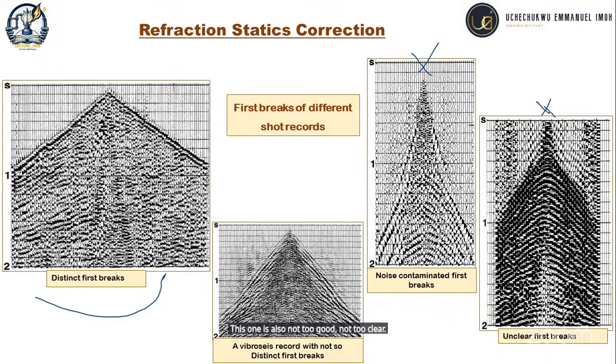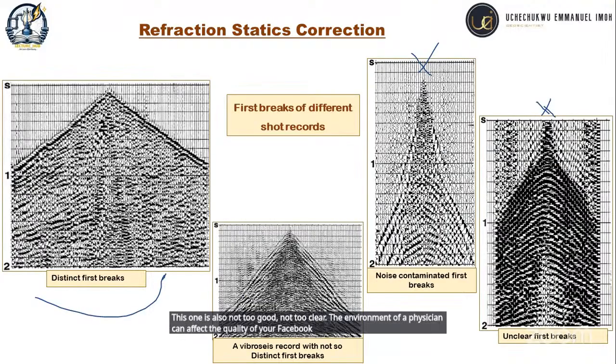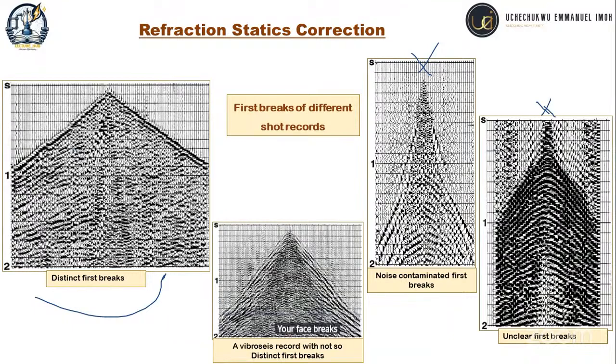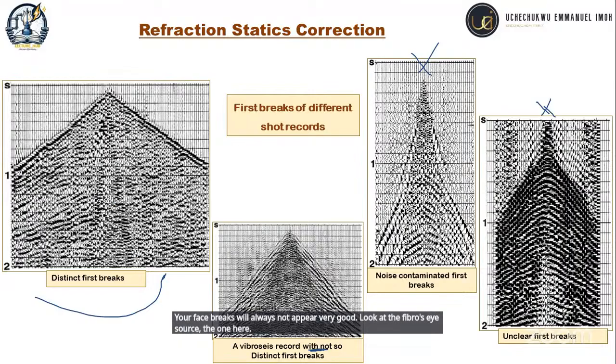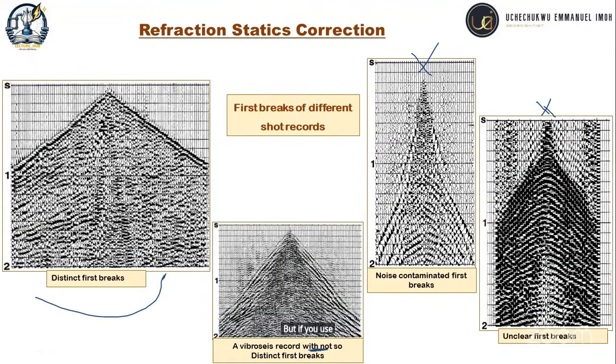The environment of acquisition can affect the quality of your phase break, and also the source. If you use vibrosize, your phase breaks will always not appear very good. Look at the vibrosize source, the one here. But if you use your dynamite, they're always very good. Your phase breaks are always coming out good.